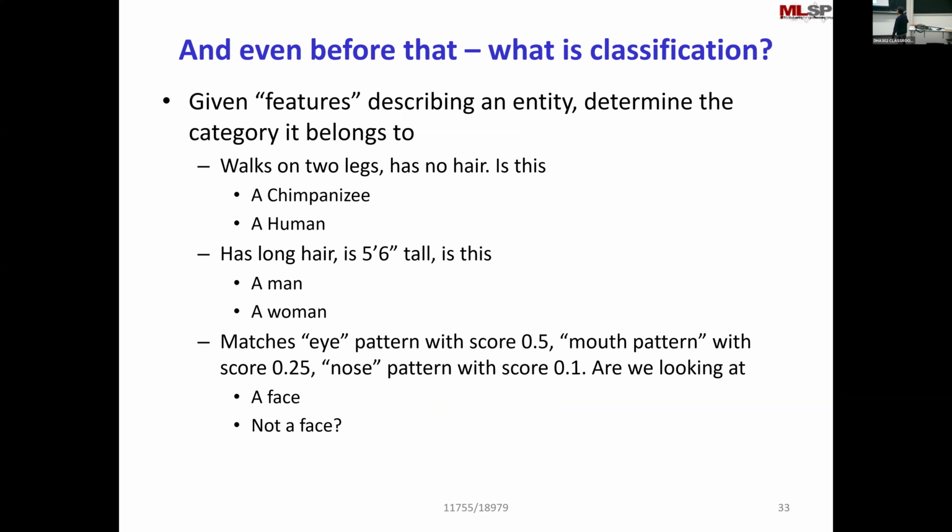To get there, we first want to start even lower. What is this problem of classification? And this we are all familiar with. You're given a bunch of features for some data, like maybe for an entity, it says, this walks on two legs, it has no hair, and then the question is this a chimpanzee or a human being? So you're being asked to categorize the data in entity based on features, or it has long hair, it's 5 feet 6 inches tall, is it a man or a woman? Now these are features you're being asked to categorize.